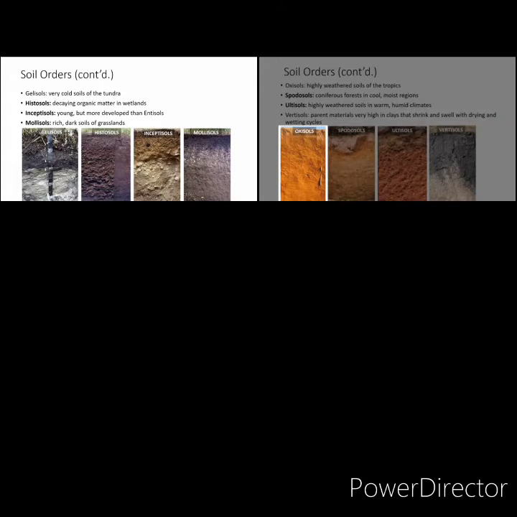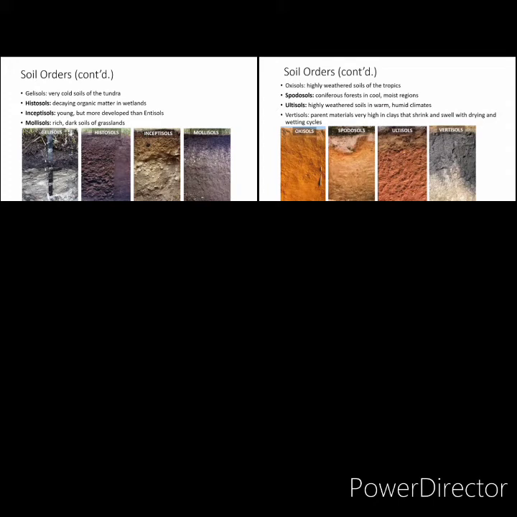Oxisols are highly weathered soils of the tropics. Ox means oxide. The A horizon is low in organic matter, and the soil is largely comprised of granules of iron oxide clays that behave like sand. Oxisols are often red to yellow in color because of iron oxides.